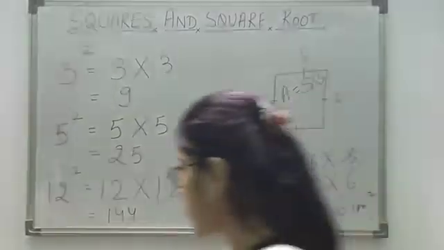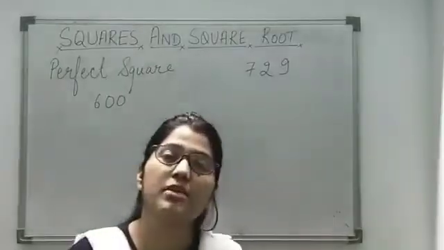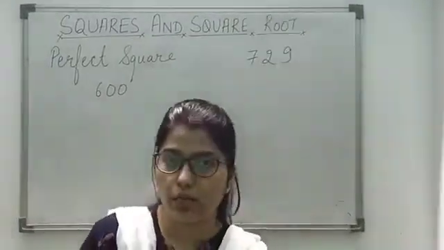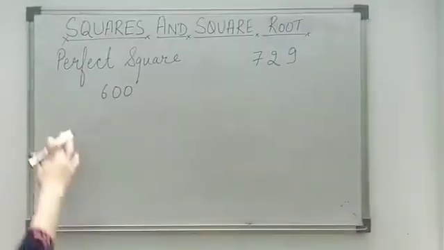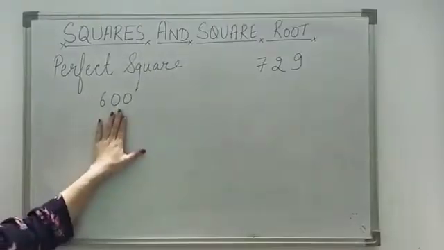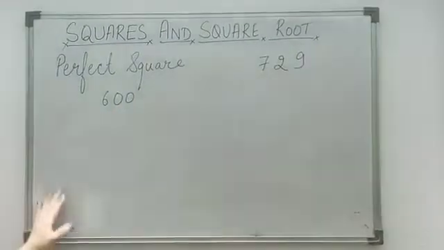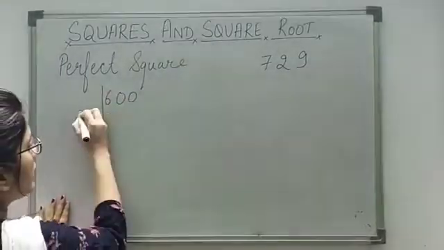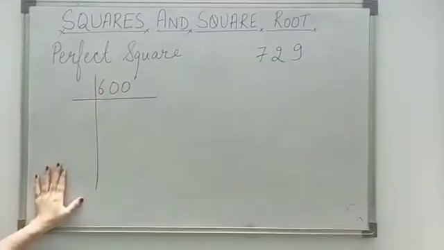Okay, now let's see the next topic. Now let's see perfect square. Perfect square means the square of a whole number. So now let's quickly take an example to explain. If the question says I have to check whether 600 is a perfect square or not, for that you have to simply find the prime factorization. You have to solve this by the prime factorization method.